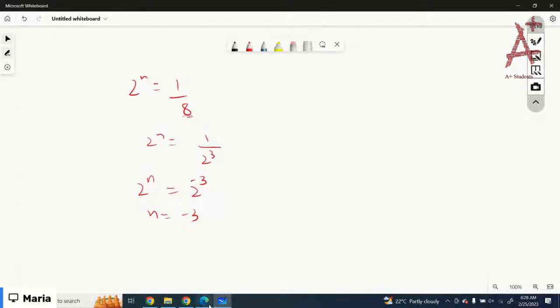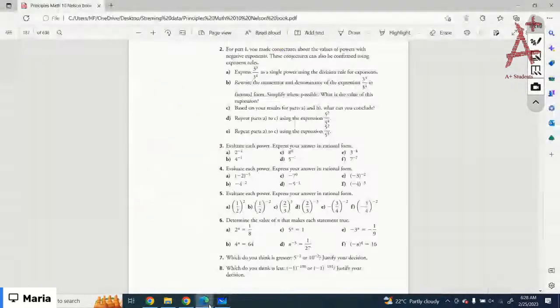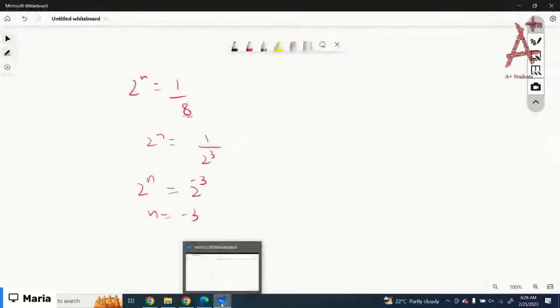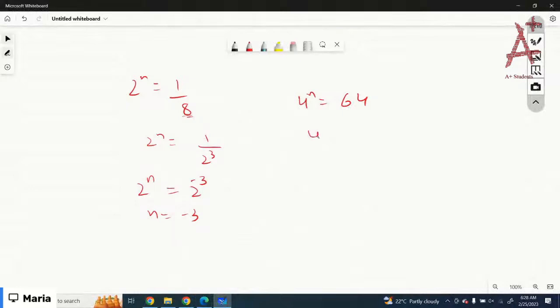The next one is 4 exponent n equals 64. Got it? So 64 in exponential form, it would be 4 exponent n equals, I think, 4 exponent 4. 4 times 4 is 16, and no, 4 exponent 3. 4 times 4 is 16, and 16 times 4 is 64. So when the bases are equal, that means the exponents are also equal. Got it?